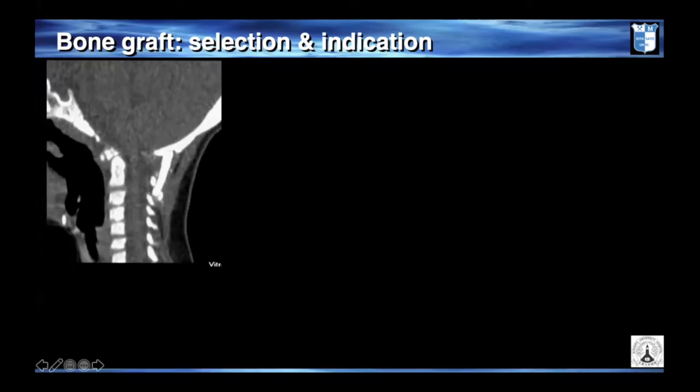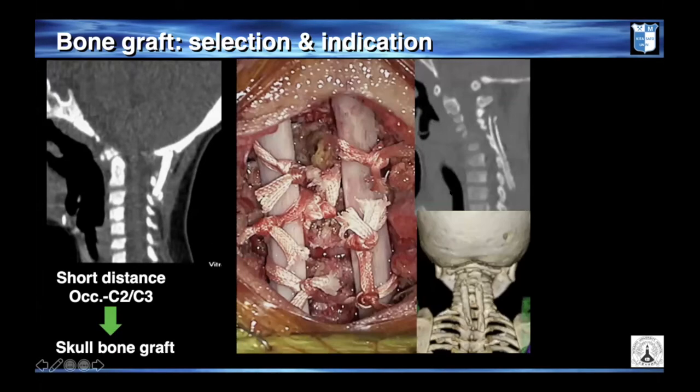And the selection of the bone graft, how to indicate where you can harvest bone graft. In my case, for a short distance like this, C3, I usually harvest a skull bone graft. And for a long distance like this, I harvest from the rib bone graft, with support from a plastic surgeon or a pediatric surgeon, a general surgeon, yeah.